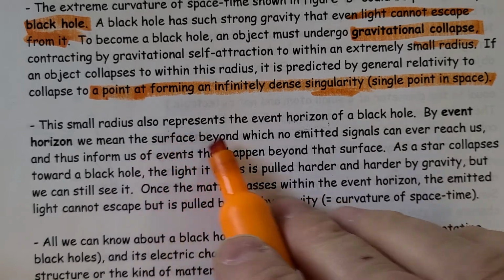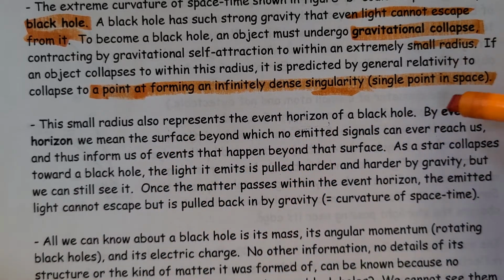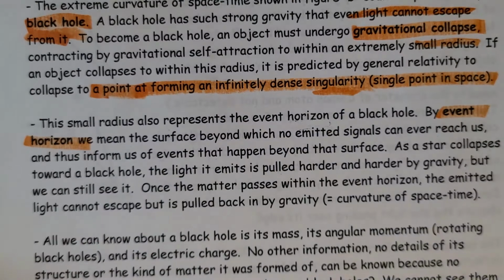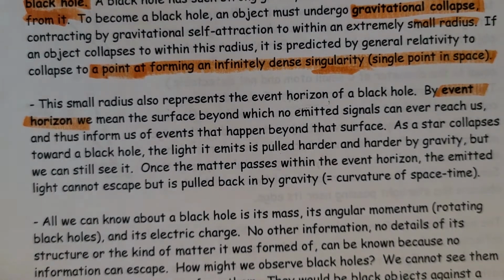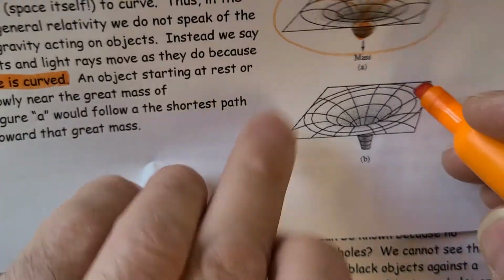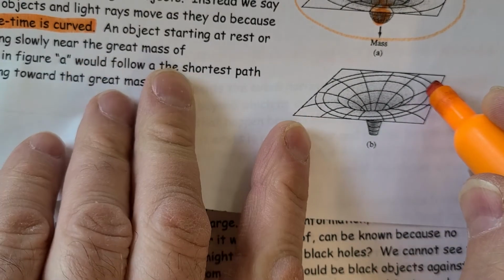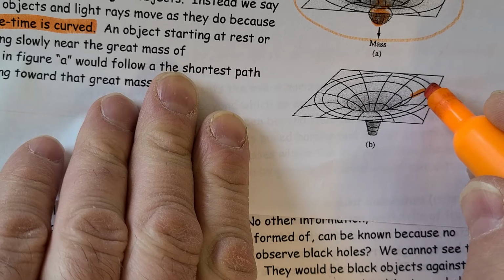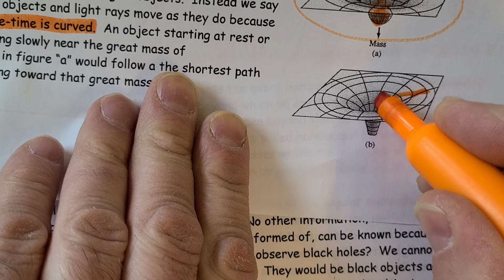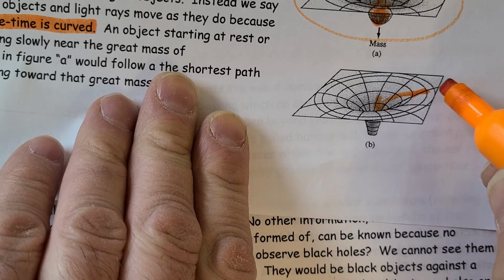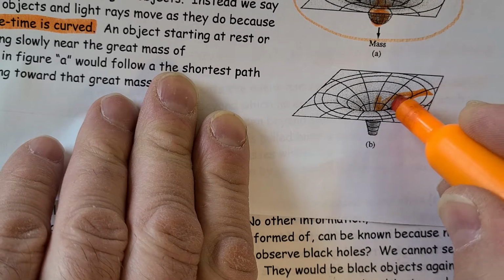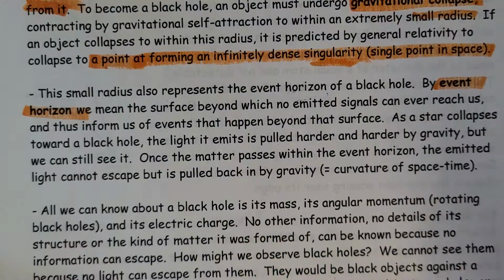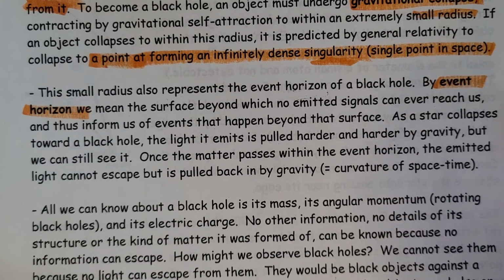This small radius also represents the event horizon of a black hole, and by event horizon we mean the surface beyond which no emitted signal can ever reach us and thus inform us of the events that are happening there. So it'd be like saying, if I had a marble, and if it's caught on top of here, if I let it go, it has no choice but to go down. It's in the event horizon. It's within there. It can't escape. Once it gets going, it can't escape. Slightly above that may not be the event horizon.